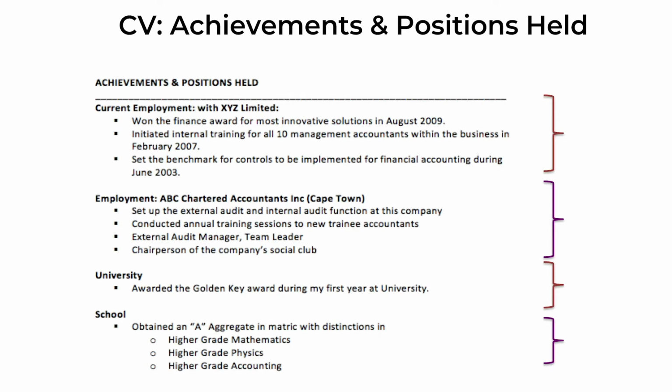Have a section in your CV that has achievements and positions held. And again, separate this in terms of your employment, university, and school. Because when you show this consistency in your achievements and leadership positions that you hold, it's a good signal for the employer or whoever's reviewing your CV that you are consistently taking up certain positions or achieving things in your life.